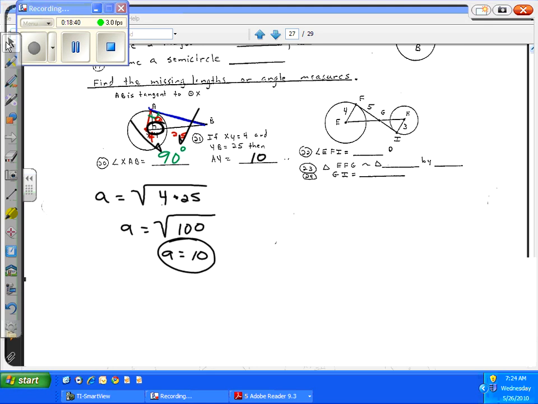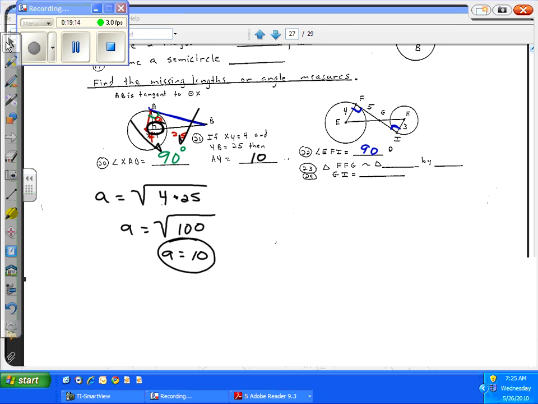Number 22, we have a radius drawn to a tangent, so it's perpendicular. A radius drawn to a point of tangency is perpendicular to the tangent line at the point of tangency. So angle EFI is 90 degrees, as will be the angle at I.